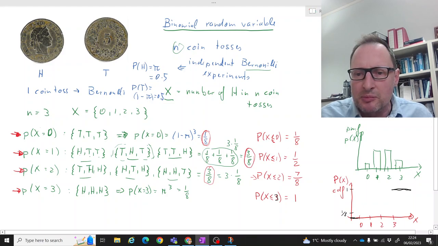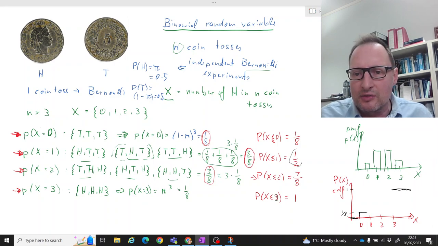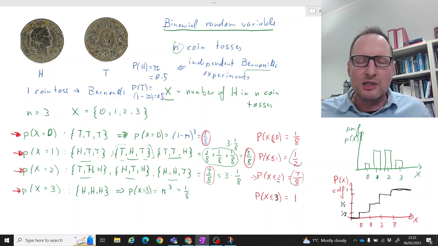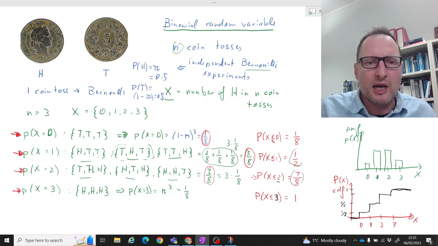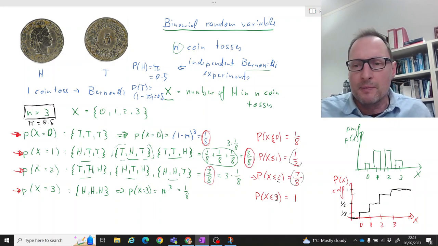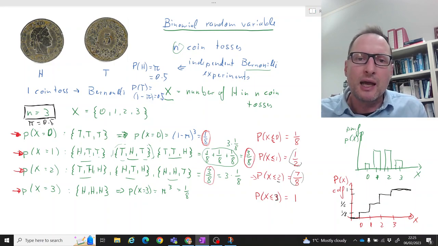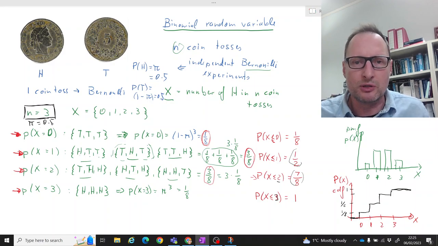So the function jumps up from 0 to 1/8. So it stays at 1/8. And at 1, it goes to 1/2. That's about here. At 2, it goes to 7/8, which is about here. So it stays at 1/2 until we get to 2. And then it goes all the way to 3, where it jumps up to 1. That is the CDF of this binomial function, which has two important parameters: the number of Bernoulli experiments, in our case coin tosses, and the success probability, pi is equal to 0.5. These distributions will change their shape depending on n and depending on pi, but n and pi is everything you need to know about that distribution.